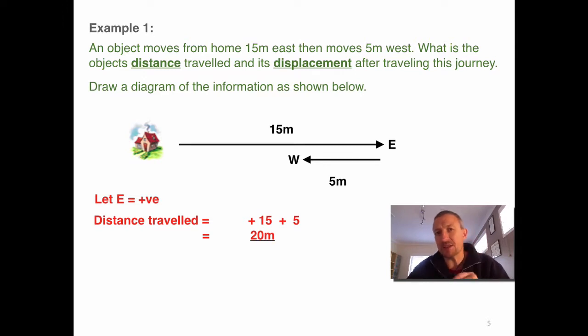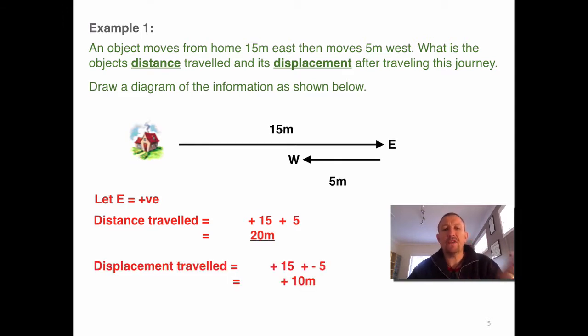But what's our displacement? Where do we end up from home after we've done that journey? So the displacement is how far we end up from home. So we need to state we went 15 meters positive and then we came back. So back would be negative, the opposite direction, 5 meters. So we went plus 15, and then we went 5 meters in the opposite direction, so we put the negative.